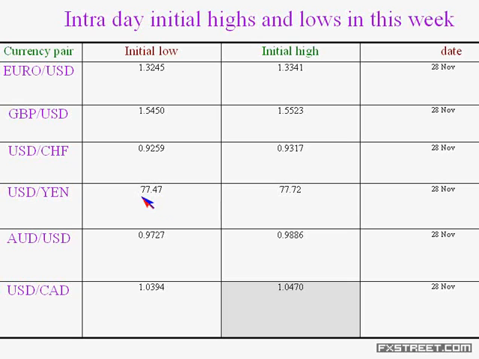Then Yen, 77.47 is the low. That is not breached. 77.72 is the high. Still, it is not being breached in all the currencies. In all majors, the lows and the highs are not being breached, so you could come across them as closer. In the Japanese session, they started breaching the highs.